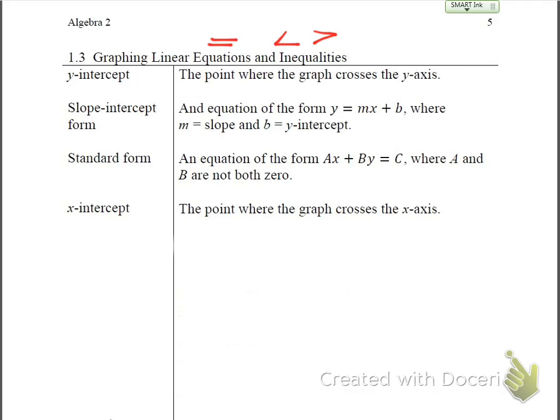The first definition is y-intercept. A y-intercept is a point where the graph crosses the y-axis. So it's intersecting the y-axis.